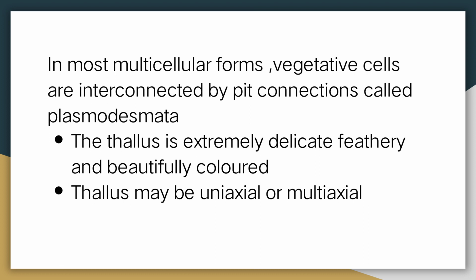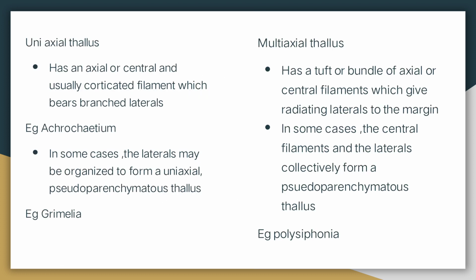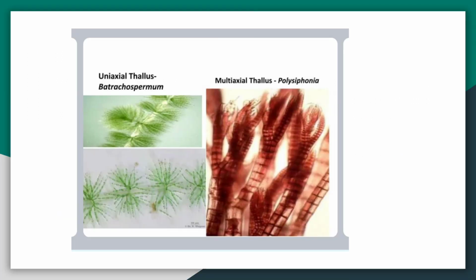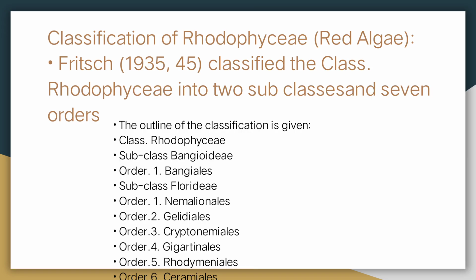The thallus is extremely delicate, feathery, and beautifully colored. Thallus is uniaxial or multiaxial. So, this is the difference between uniaxial thallus and multiaxial thallus. Uniaxial thallus, Batrachospermum is the example, and multiaxial thallus, Polysiphonia is the example. Classification of Rhodophyceae: Rhodophyceae is classified into two subclasses and seven orders.